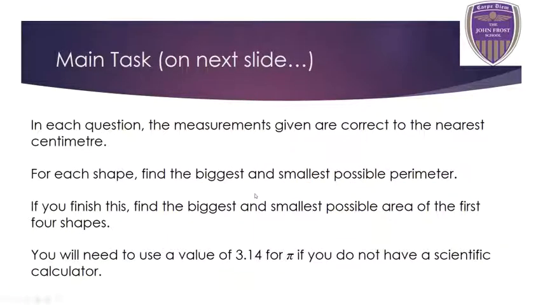Right, moving on then. So it might be worth you pausing here and taking a picture of this information, because then the actual questions are on the next slide. Okay, so in each question, you need to give the measurements. The measurements are given to the nearest centimeter, and for each shape, you need to find the biggest and smallest perimeter. Then if you finish that, find the biggest and smallest area for the first 4. Okay, so I'd pause here, take a picture of this, and then when you're ready to move on, press play.